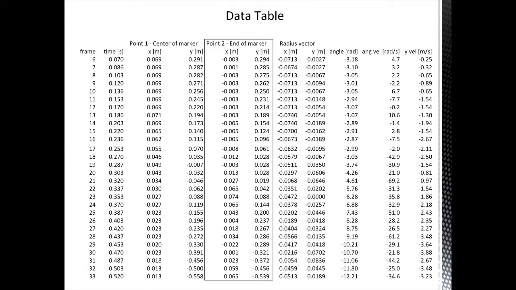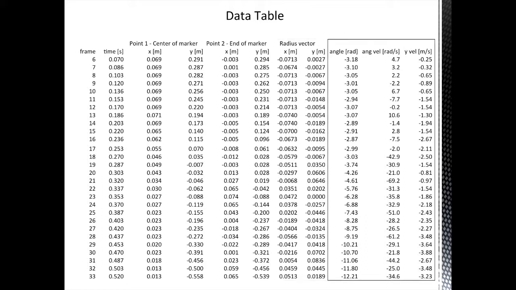In order to figure out this rotation, we subtracted point 2 from point 1 to get a radius vector, which pointed from the center of the marker to the end of the marker. Based on this, we were able to determine several things, including the angle that the radius vector made with the horizontal, the angular velocity that the radius vector experienced, and thus the marker experienced, and the y velocity of the marker, which was based solely on point 1, the center of mass.